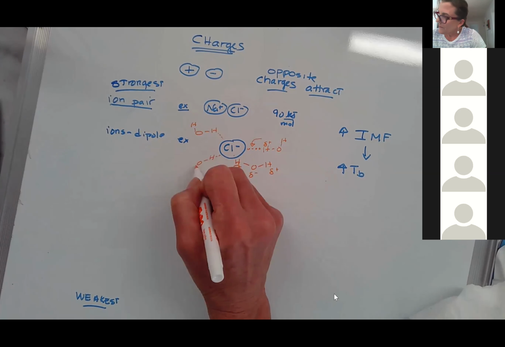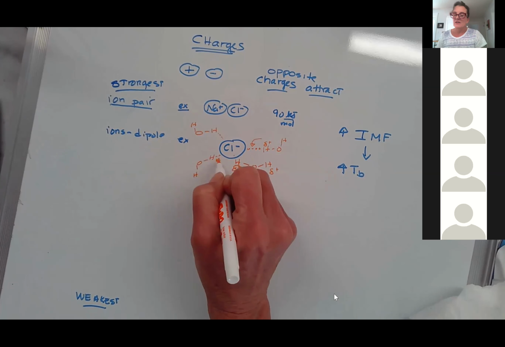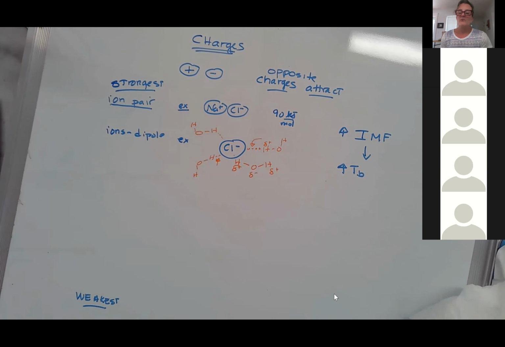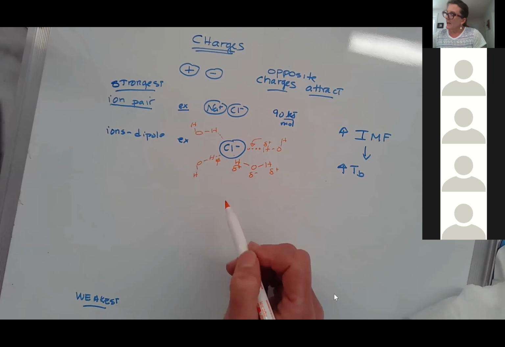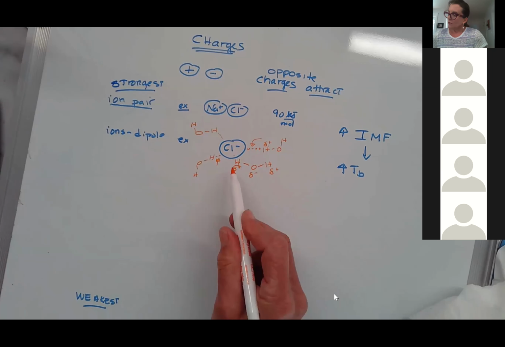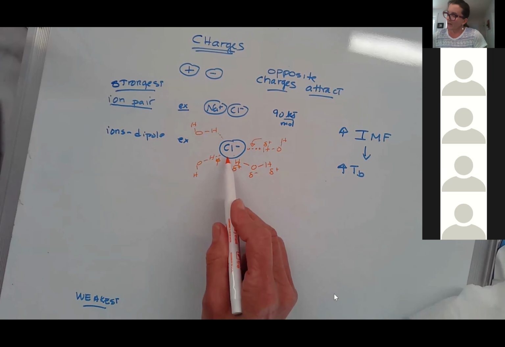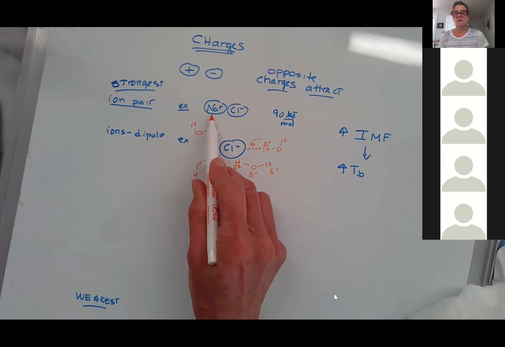Because the number of those kind of interactions, there's a lot of them per chloride anion. And that makes it more favorable for it to be surrounded by water than it is for it to be paired with the Na plus.